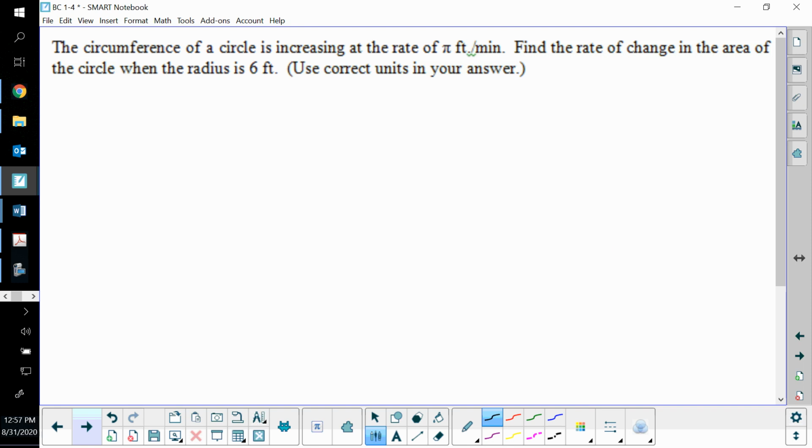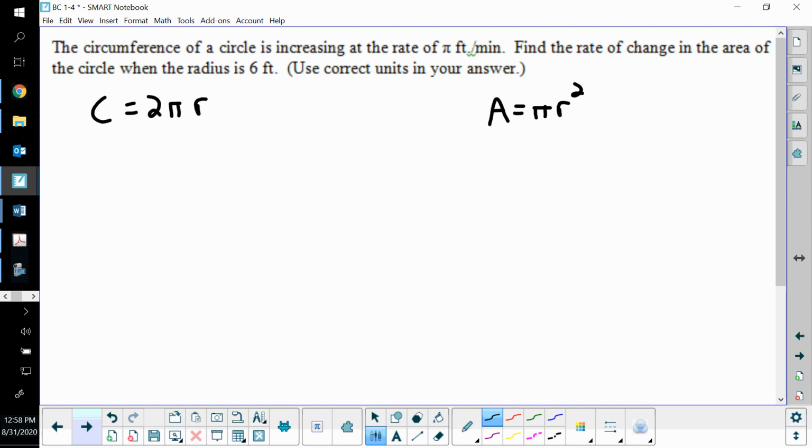All right, so we're dealing with rates here. This is a related rates problem. Circumference of a circle increasing at pi feet per minute. Find the rate of change of the area when the radius is 6 feet. So we're going to need two formulas. We've got our circumference is equal to 2 pi r, and we're going to need to work with our area formula as well. So we're going to take our derivative with respect to time.